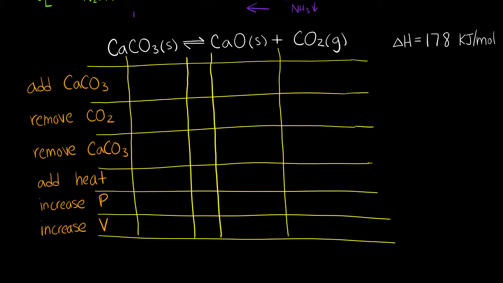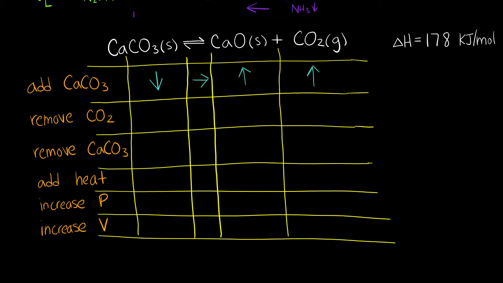Let's use this very roughly drawn table to determine what will happen with this reaction if it's at equilibrium and we make some changes. If we add calcium carbonate, then the reaction will respond by decreasing the amount of calcium carbonate, shifting to the right, and increasing the amount of calcium oxide and carbon dioxide that is produced.